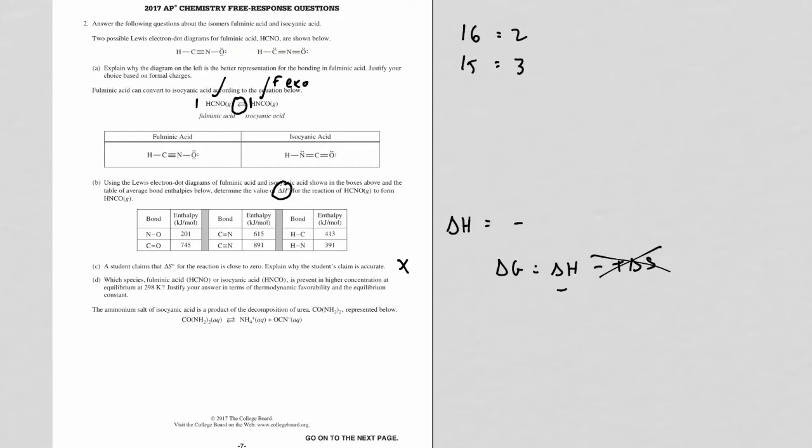So if delta H is negative, the K value is going to be large because you're going to have lots of product. If your delta H is positive, then it's going to favor the reverse direction, which means when you do your products over reactants, you're going to have a lot more reactants. And so in that case, the K value would be small. Again, I don't think either one of these are fair game.